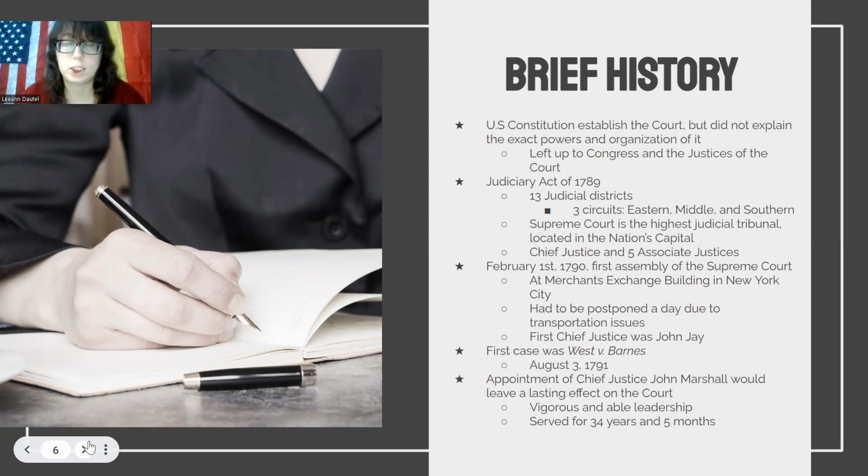The first justice was John Jay. An important case that was first heard was West versus Barnes, and this was the first official Supreme Court session on August 3rd, 1791. Another important figure is the appointment of Chief Justice John Marshall, as he would have a lasting effect on the court with his vigorous and able leadership.